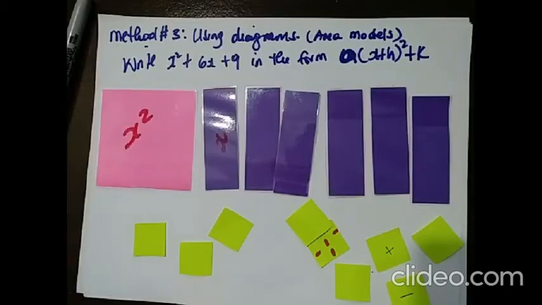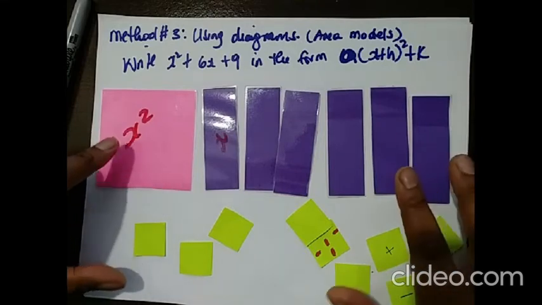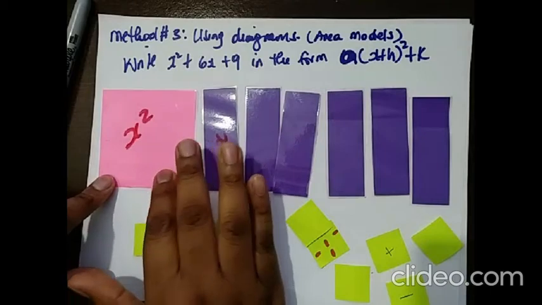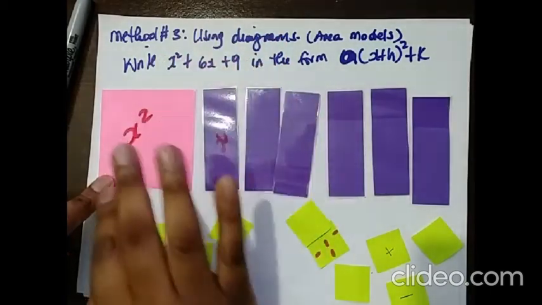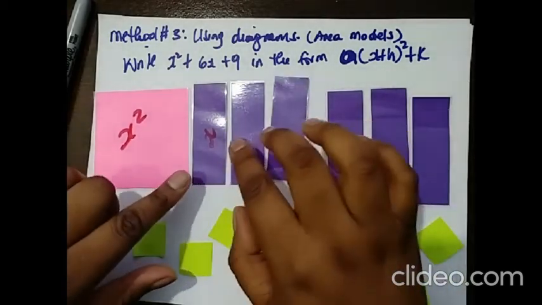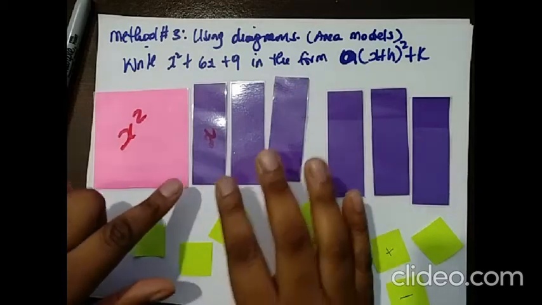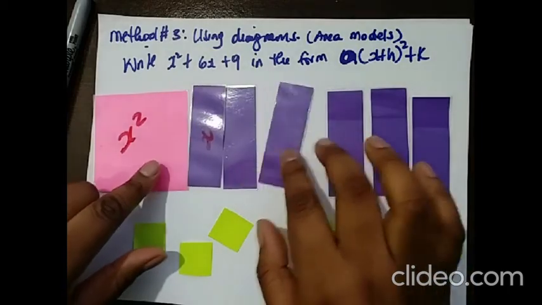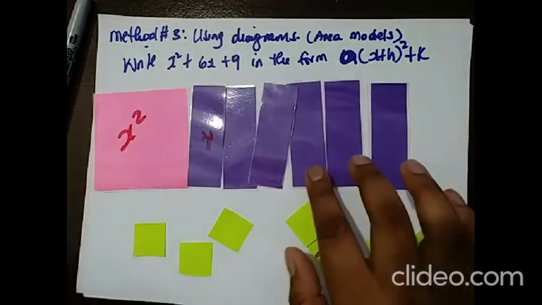In our third and final method, we are going to represent our quadratic equation x squared plus 6x plus 9 in the vertex form, using our algebra tiles. So here I have x squared, meaning that each side of my x squared tile is x, and these are my x tiles. The area of these rectangular tiles is x, given that the length is x and the width is 1. So we have 6 of them.